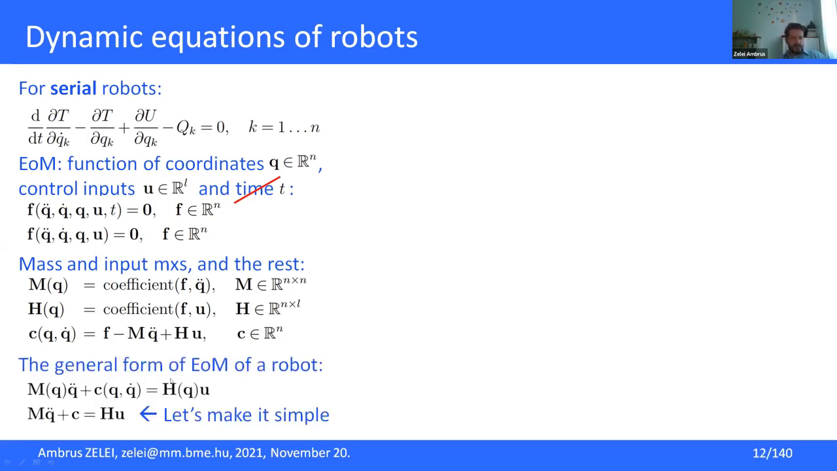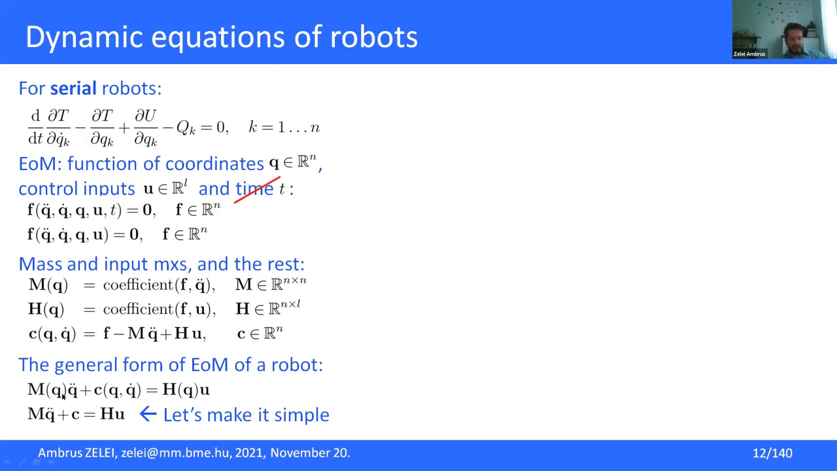Okay, so if you carry out this calculation given by the Lagrange equation of the second kind, you will end up with this general form, which is applicable for almost all robots. So there is the mass matrix times acceleration plus some other terms, which depend on velocity and some other things. And finally, on the right-hand side, there is the control input, and there is the control input matrix. And here I show the dependencies.